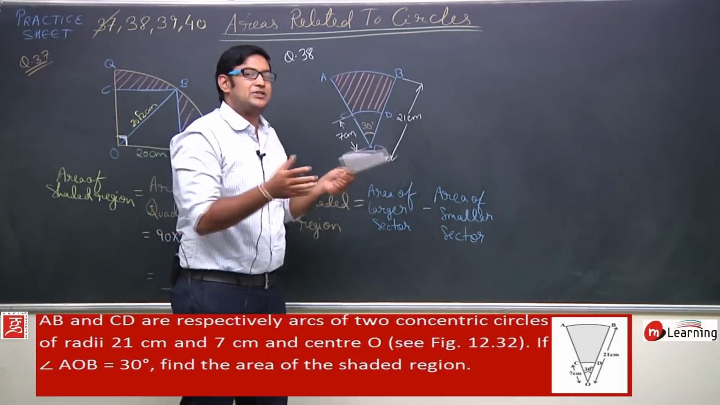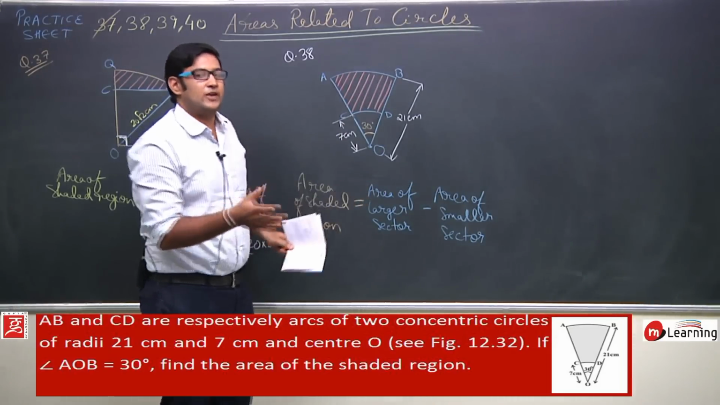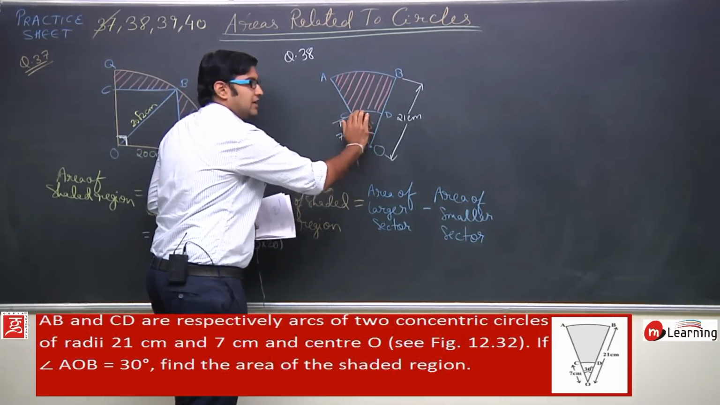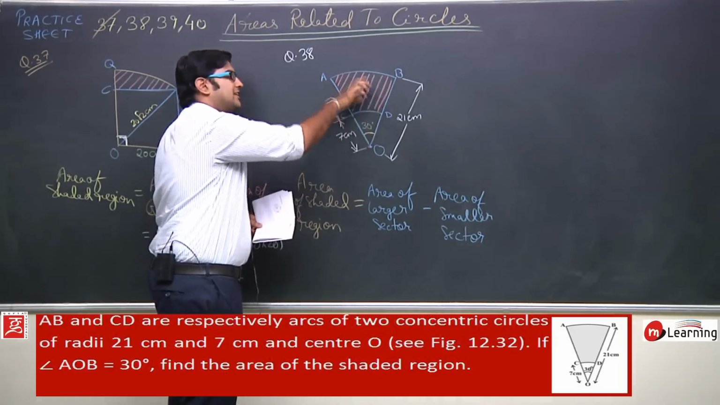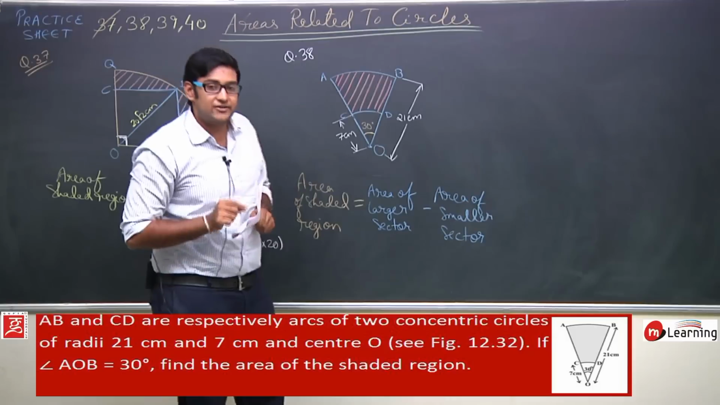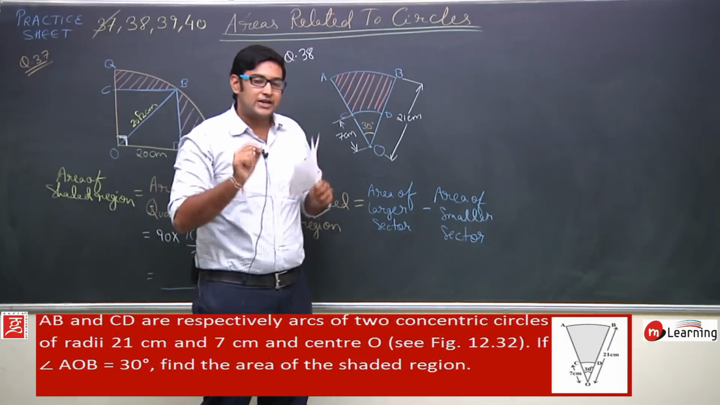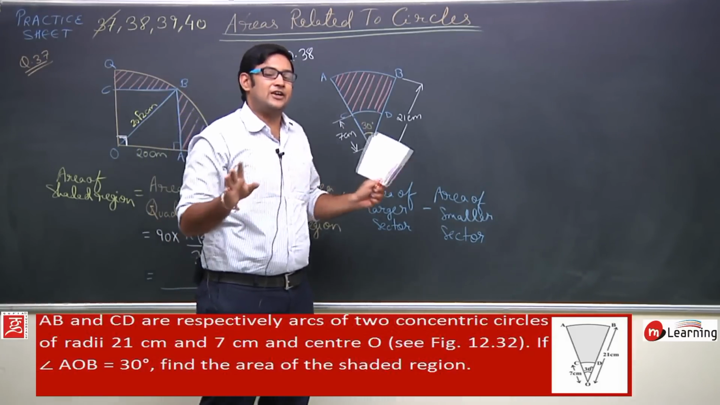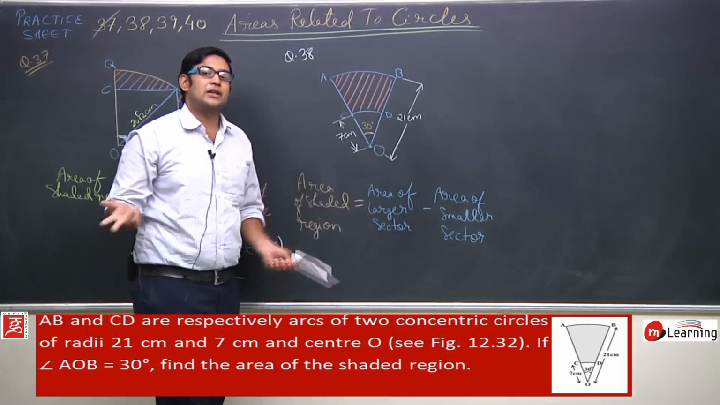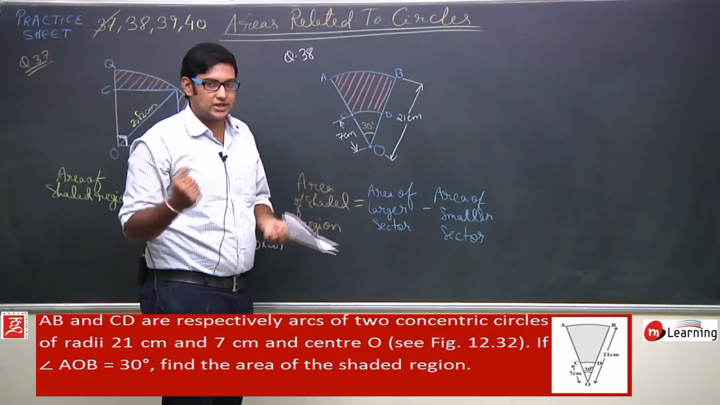Assume this is a piece of cake, and from this piece of cake I have deducted this much part, so I will get this part. This is also a sector, this is also a sector. The only difference these two sectors have is the radii. The radii of these two sectors are different, but the angles are the same, exactly 30 degrees.